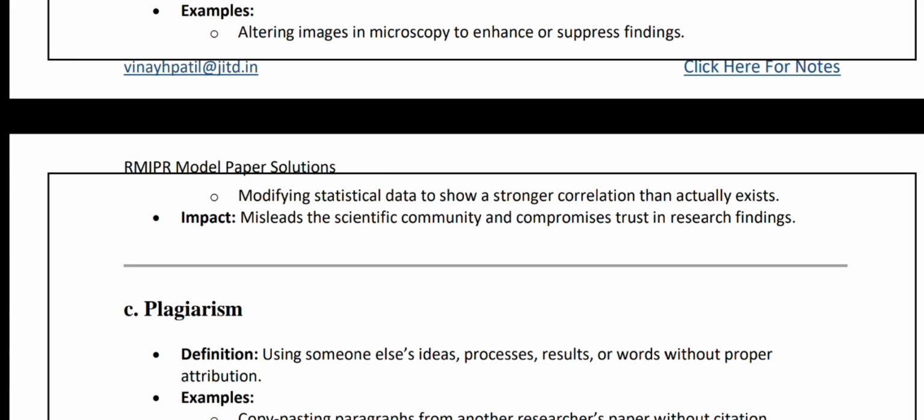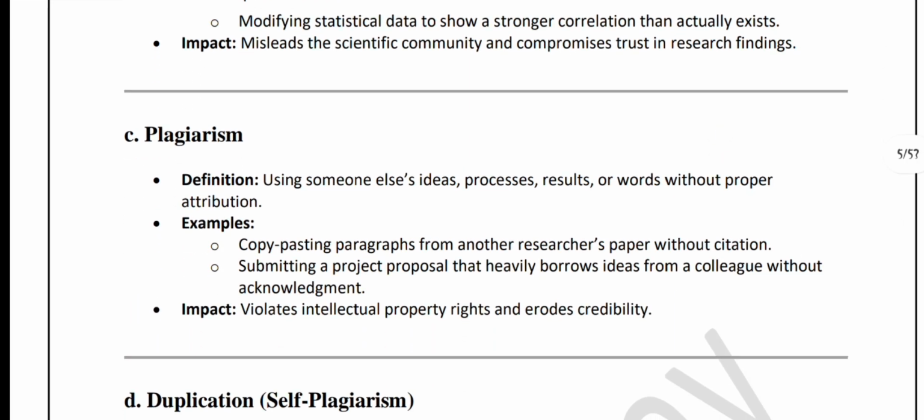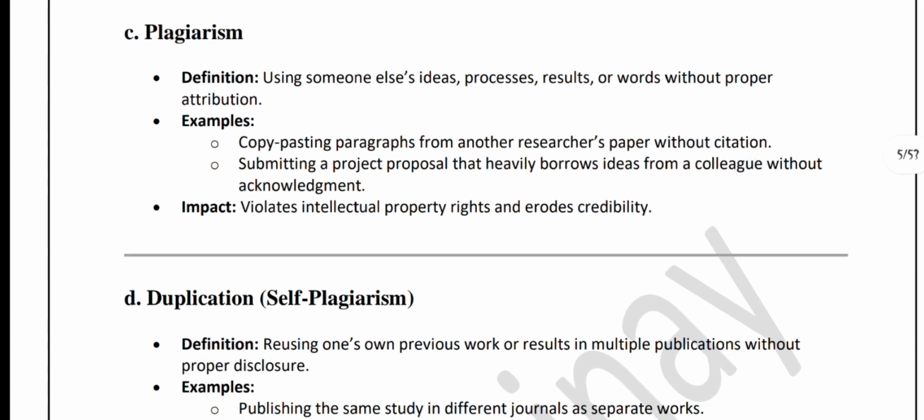Another example: modifying statistical data to show a stronger correlation than actually exists. So, same as given. Impacts: it misleads the scientific community and compromises trust in research findings. So here the impact is what happens when he uses images created by another author in his project. It misleads the scientific community. When someone, a beginner scientist, misuses photos and data, it misleads the scientific community. The scientific community will look cheap, and it was misconduct.